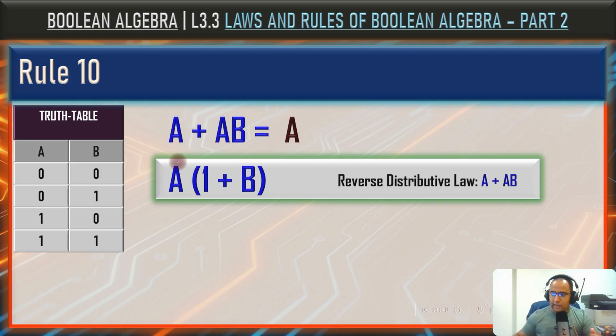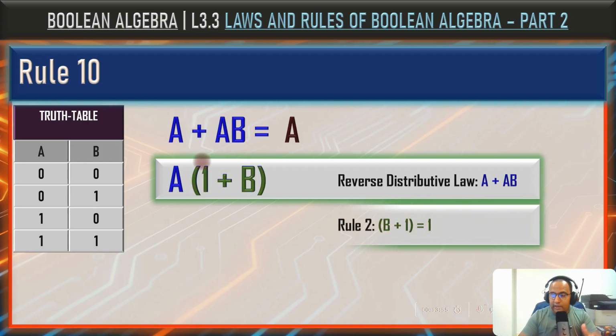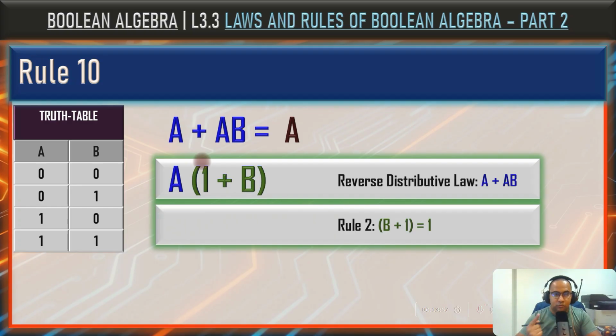Let's verify. A multiplied by 1, like I said, anything multiplied by 1 is just still A. So A multiplied by 1 results in A. And A multiplied by B results in A times B, okay? Well, we haven't reached the equivalence defined by Rule 10 yet. If you look at this expression, notice that inside the parentheses we have a variable added to 1. According to Rule 2, any variable added to 1 results in 1. Let's quickly verify this using logical values.